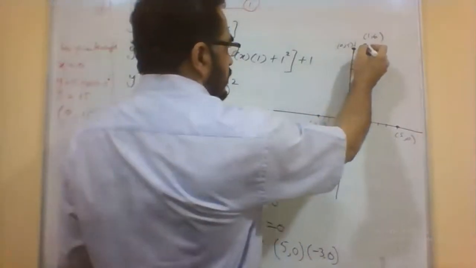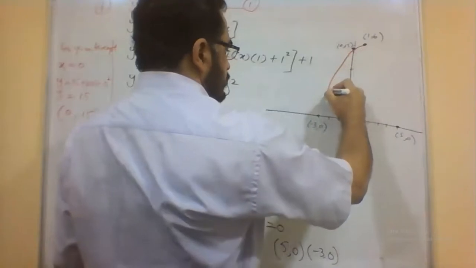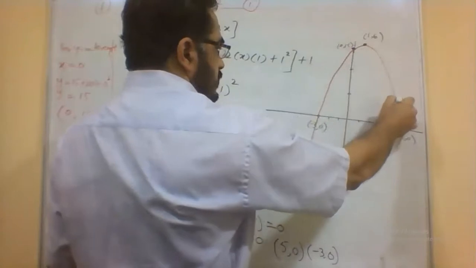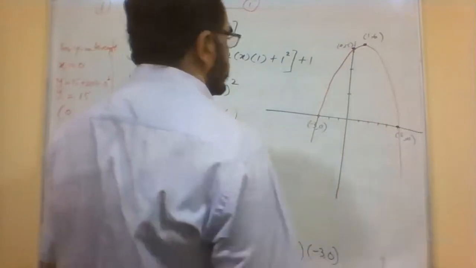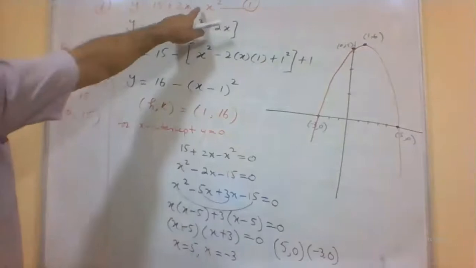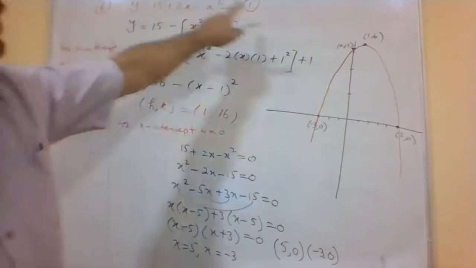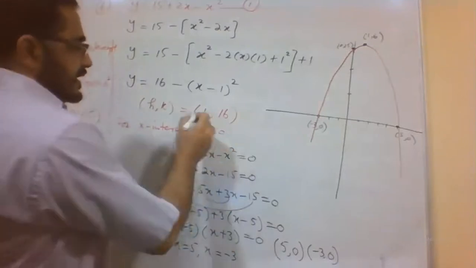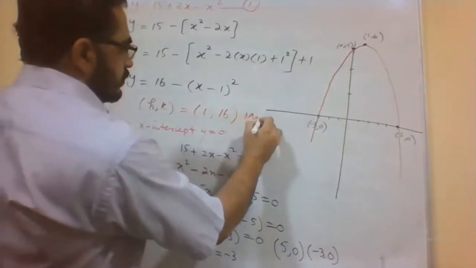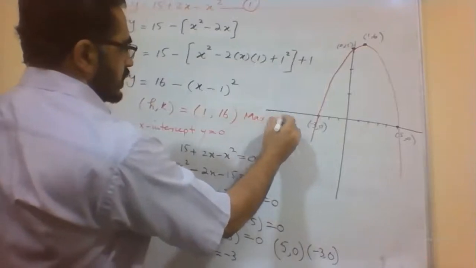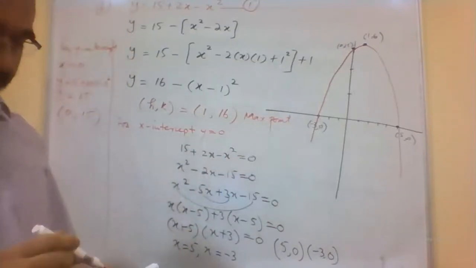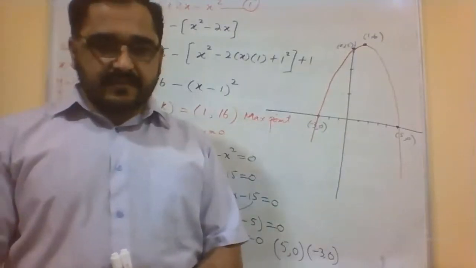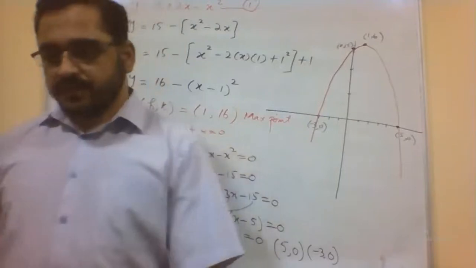Now we will join all these points. How we can join? You can see here the coefficient of x square was negative. Therefore, this turning point is the maximum point. And this 1, 16 is the maximum point. Now, after that, question number 2.